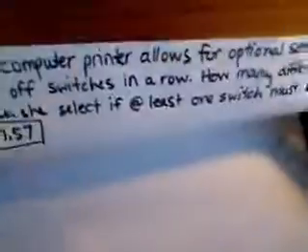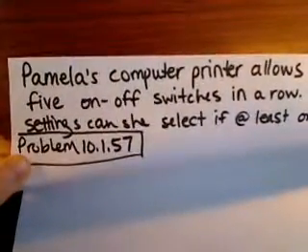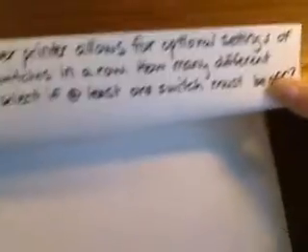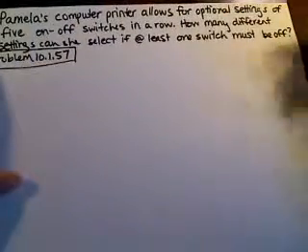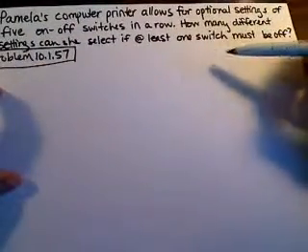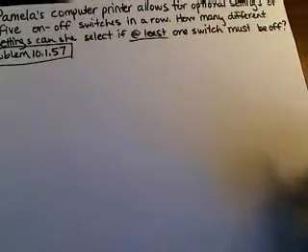Okay, so this is problem 10.1.57, and they tell us Pamela's computer printer allows for optional settings of 5 on-off switches in a row, and we want to know how many different settings can she select if at least one switch must be off. So the key words here are "at least."